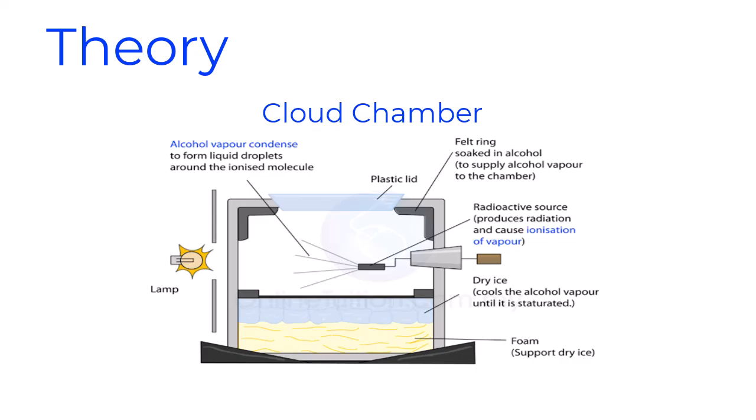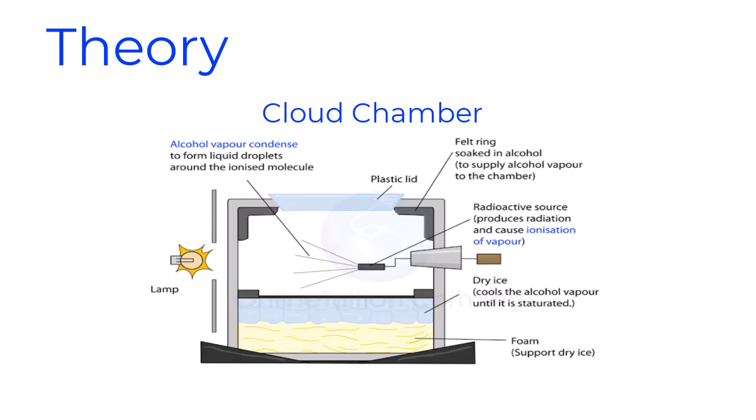The main objective of our experiment is to detect these particles using a particle detector called a cloud chamber. A cloud chamber consists of an insulated container on top of a black metal plate. The black metal plate is cooled down to -35°C with dry ice, and a felt ring which is soaked in alcohol is placed on the top of the chamber.